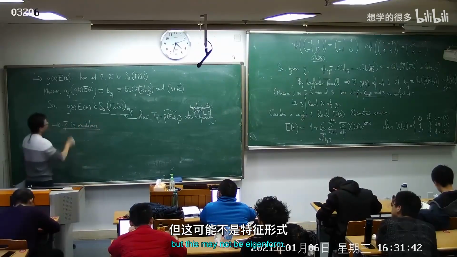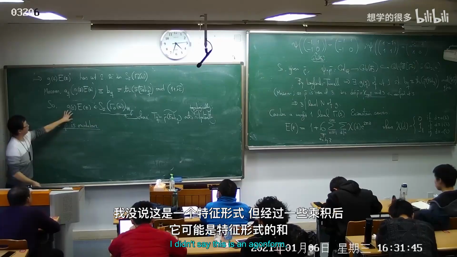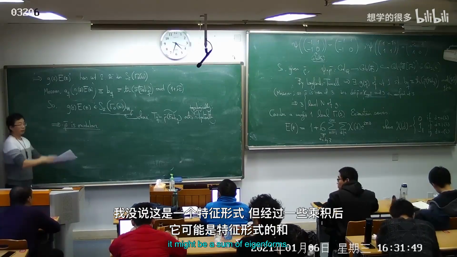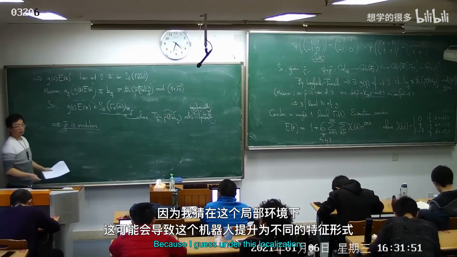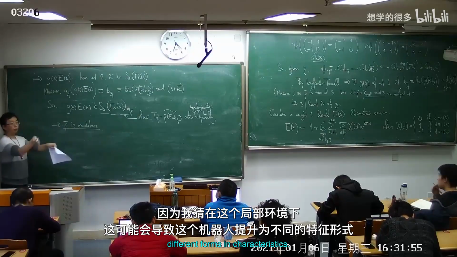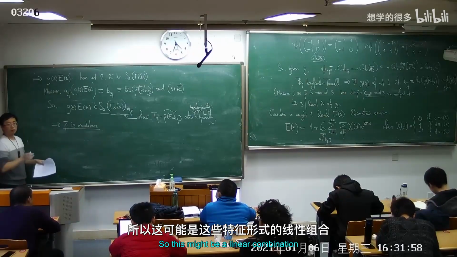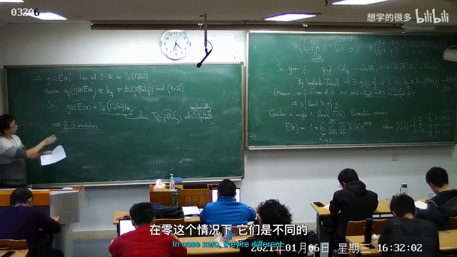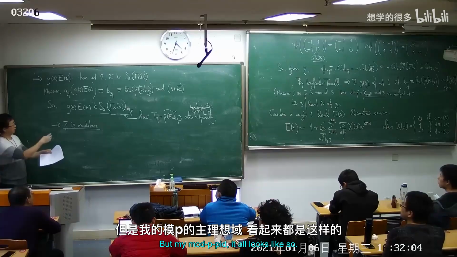But this may not be an eigenform. I didn't say this is an eigenform. But after some multiplication, it might be a sum of eigenforms, because under this localization, rho bar may lift to different forms in characteristic 0. So this might be a linear combination of these eigenforms. In characteristic 0 they're different, but mod p it all looks the same.